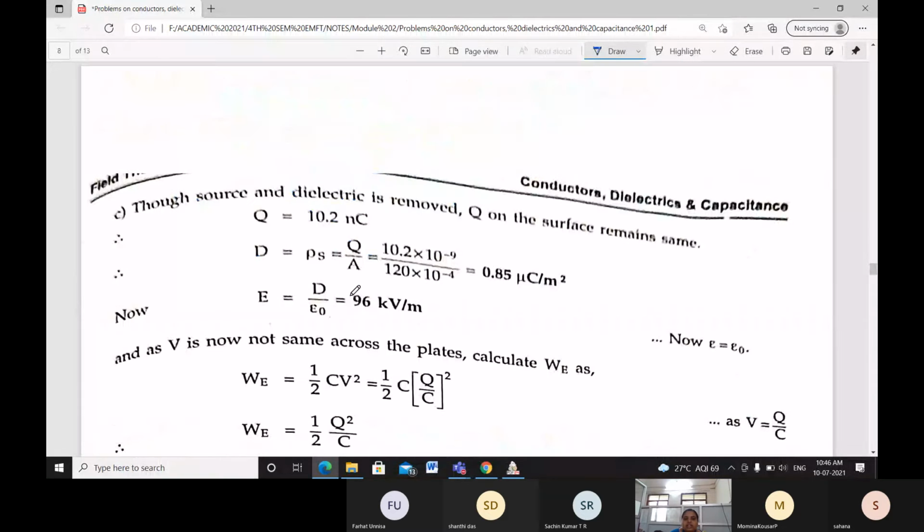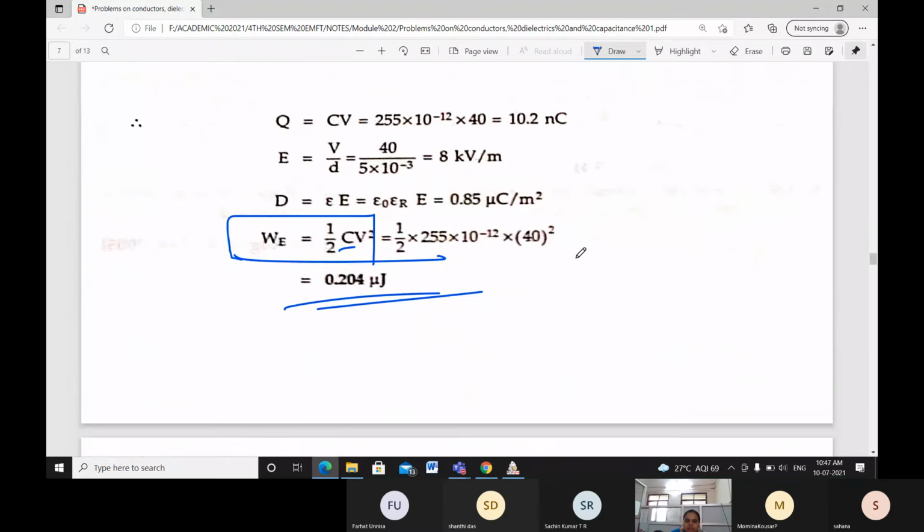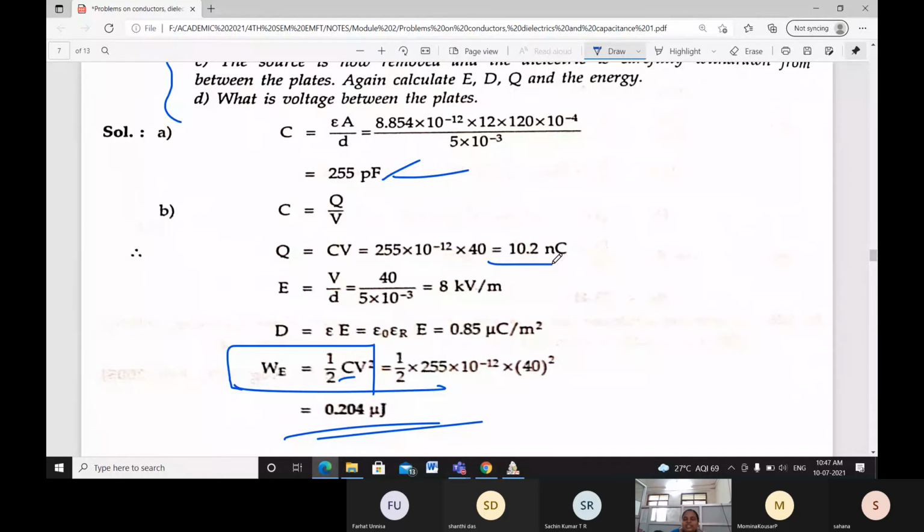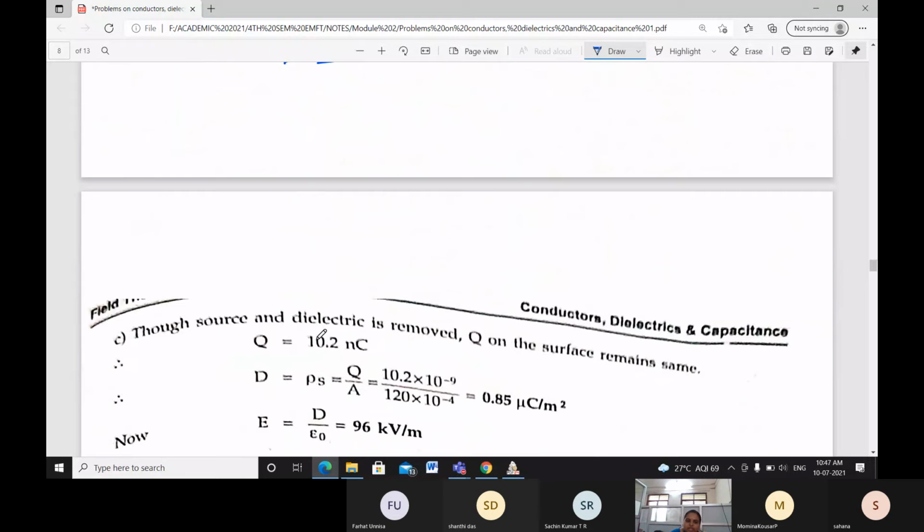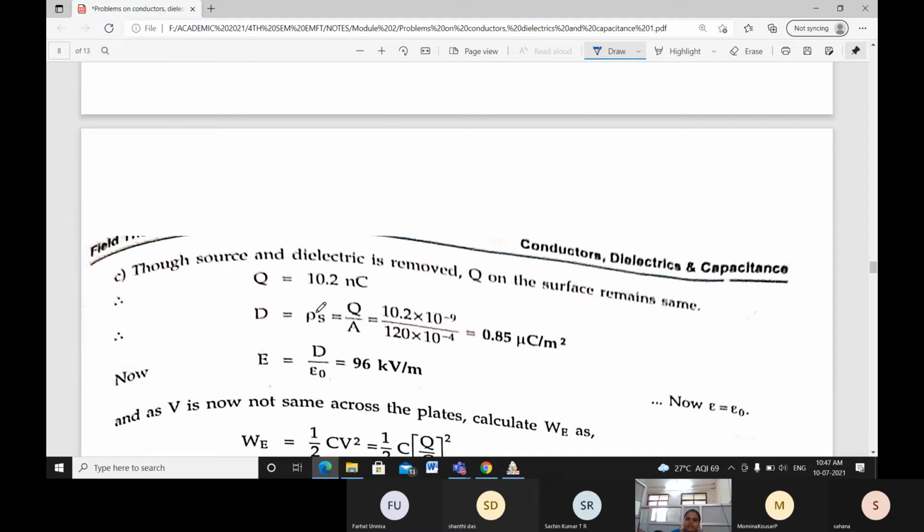When the potential is removed, the source and dielectric are removed. Even though we are going to remove the dielectric medium or the source, Q on the surface is going to remain the same. Means the previous case, what we found out for Q, it will remain the same only. Therefore, Q is going to be 10.2 nanocoulombs. Now, D is going to be what? That is going to be rho S, that is nothing but Q divided by A. Q we know and area we know. Take this equation: 0.85 microcoulombs per meter square.